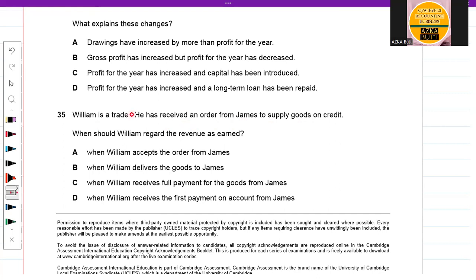So the question is, when should William regard the revenue as earned? Because as you can see, this is not a cash sale, this is a credit sale. He has just received an order that he has to supply some goods to James. It is not revenue yet. It means that he has not earned it yet.